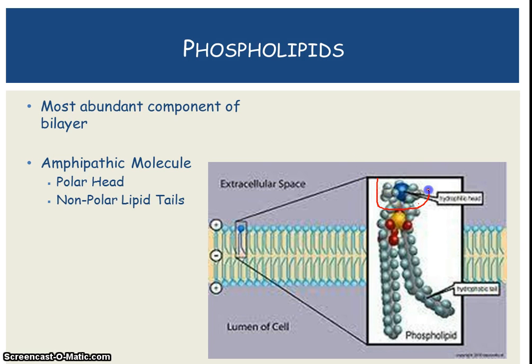Here you can see the polar head, and here are the non-polar tails. Now the non-polar tails are lipids, they're actually hydrocarbons, while the polar heads contain a phosphate group.